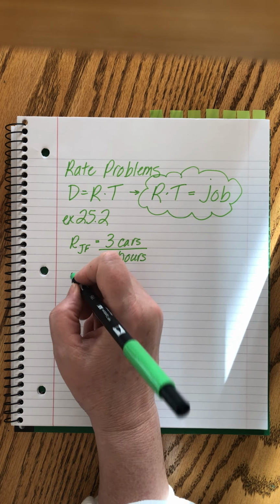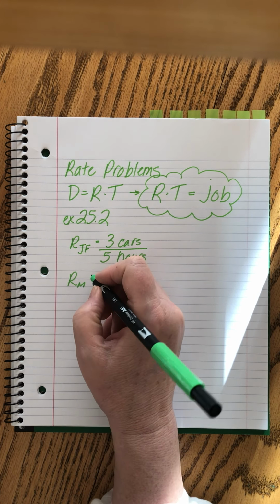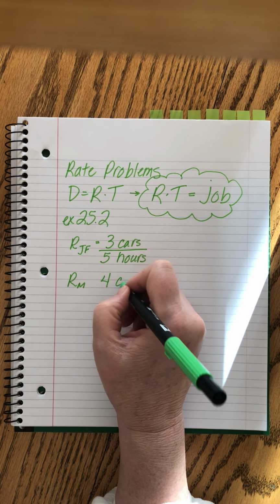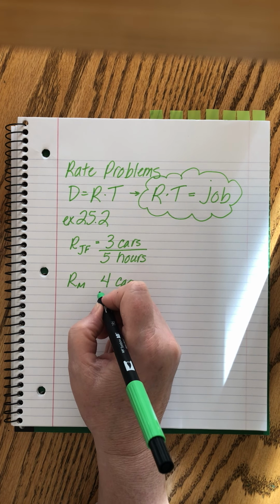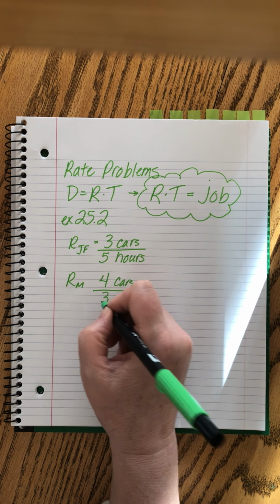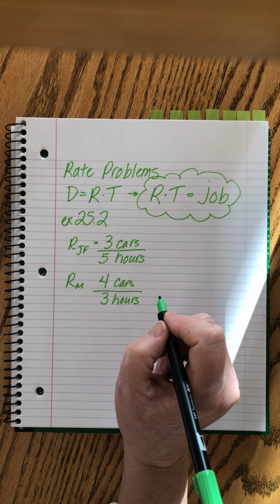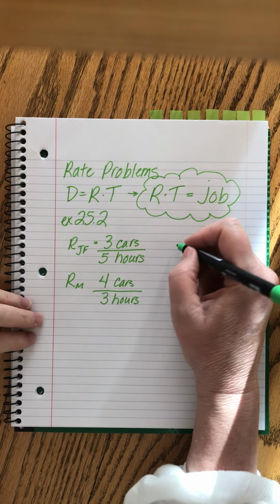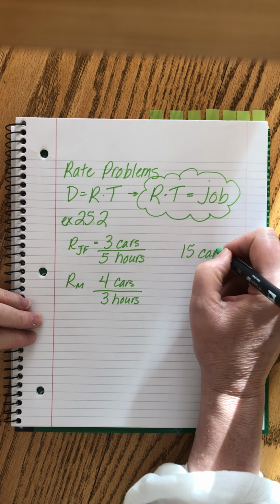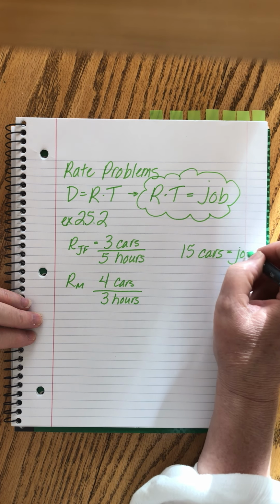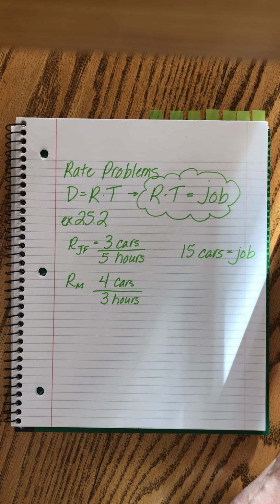And Merrill can wash 4 cars in 3 hours. Whoa, so fast. I question the quality of the workmanship, but that's not a part of the problem. 15 cars need to be washed. So 15 cars equals the job. All right, if Joe Frank works for 2 hours and is then joined by Merrill, how long will Merrill and Joe Frank have to work together to finish washing the 15 cars?